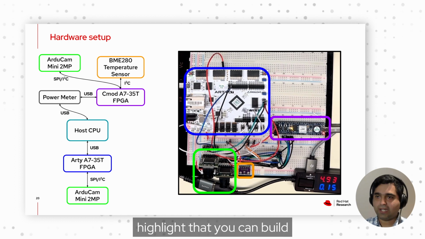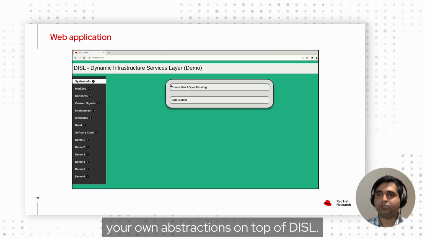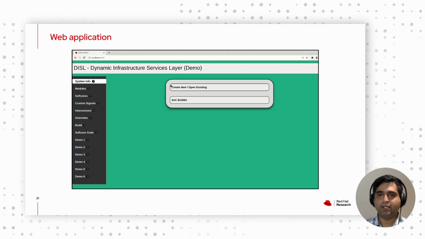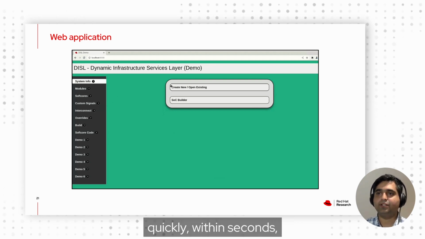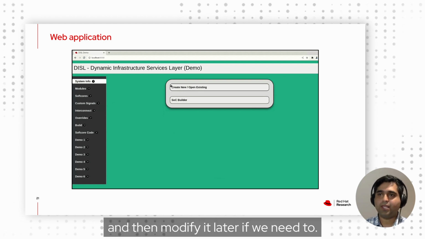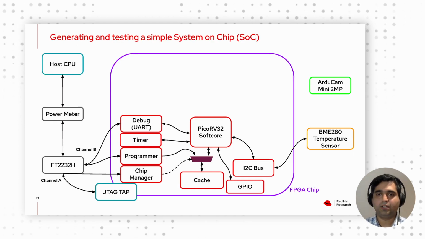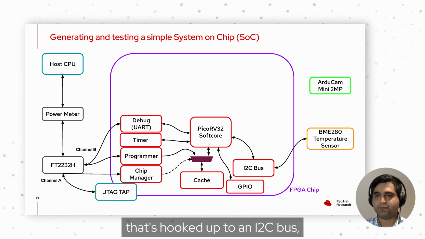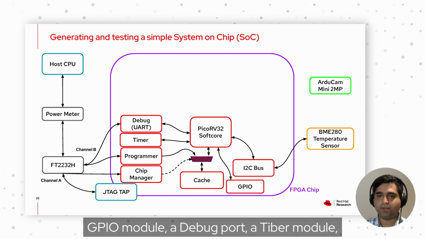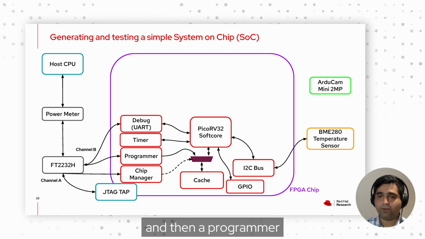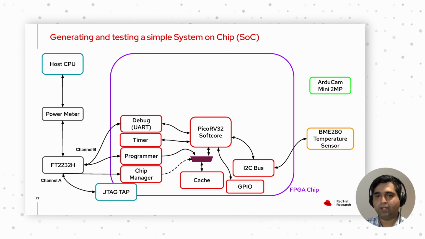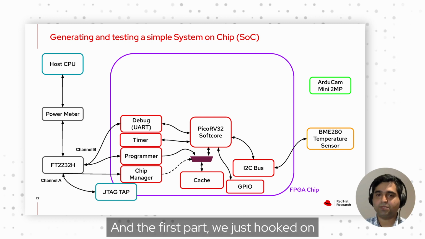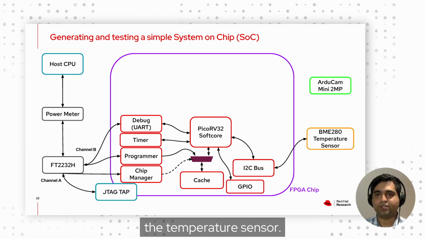So we want to highlight that you can build your own abstractions on top of DISL. And so what we've done here is we have built this web UI that allows us to quickly, within seconds, generate a custom system on chip and then modify it later if we need to. This is the SoC that we're trying to build. It's a RISC-V soft core that's hooked up to an I2C bus, a GPIO module, a debug port, a timer module, and then a programmer to program the soft core, and a chip manager that controls between programming and running the application. And the first part, we just hooked on the temperature sensor.